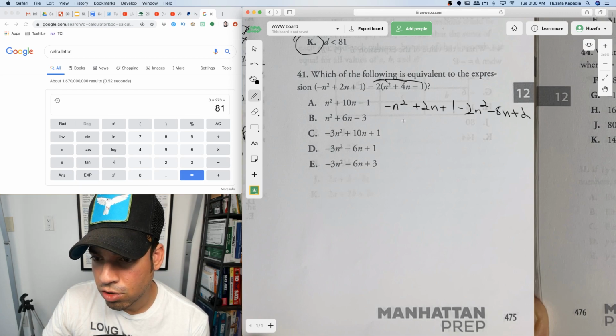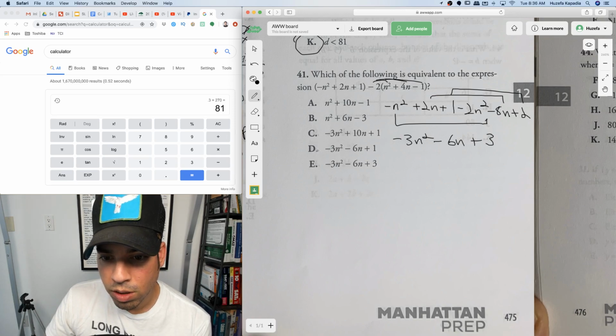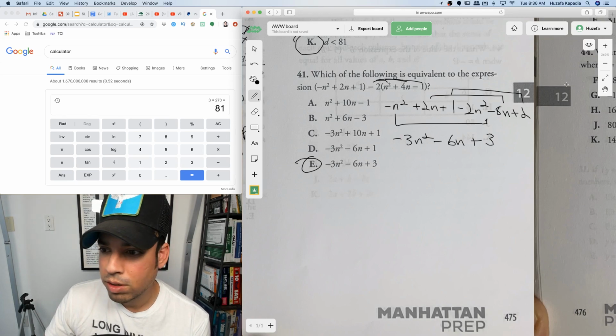Now we combine like terms. Combine like terms. Combine like terms. We got negative 3n squared. 2n minus 8n is negative 6n. And then 1 plus 2 is 3. And we got it. Negative 3n squared minus 6n plus 3. Done.